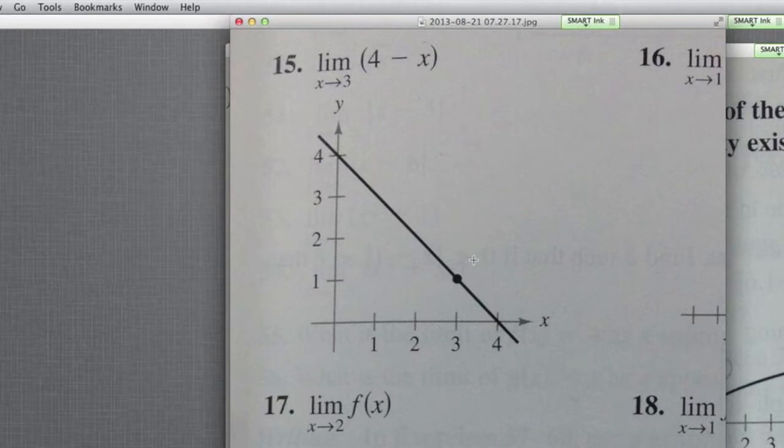We're looking for a y value, okay? And in this case, we're looking for the y value when we get closer and closer to the x value of 3. And remember, I need to look at it from the left and look at it from the right. So as I'm coming in from the left, as I'm coming in from the right, my question is, am I going to the same place? And if I'm going to the same place, what is that place? And that would be the y value of 1. So my limit on 15 would be 1.